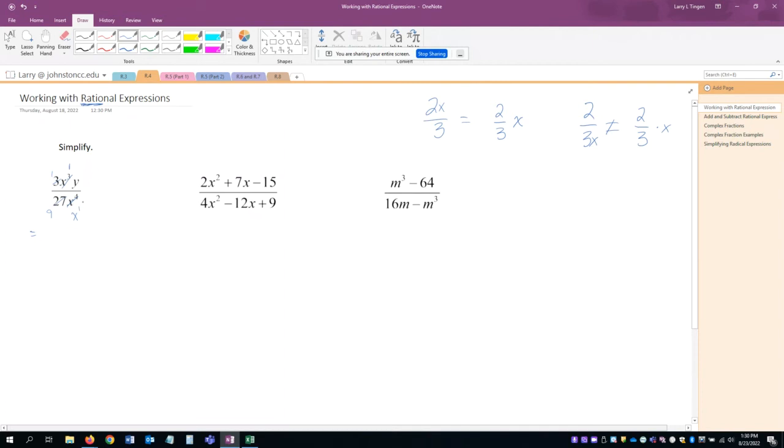Y is still in the numerator. It's not in the denominator. It's not going to simplify out. So what are my remaining factors? I have 1 times y in the numerator. The denominator, I have 9 times x. I'm showing you way more work than you need to see because the 1s are not going to be part of the final answer, because 1 times 1 is 1. 1 times y is y. Denominator 9 times x. It's just 9x. And that's it.